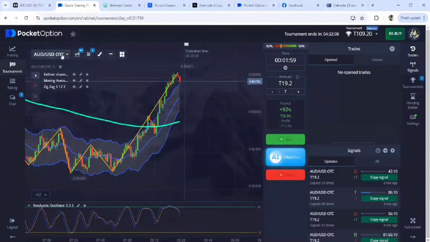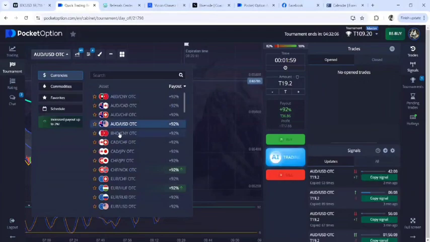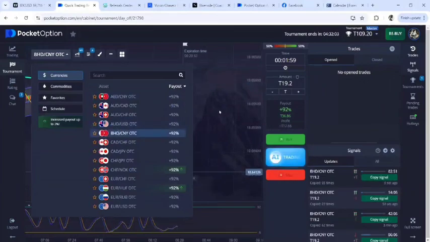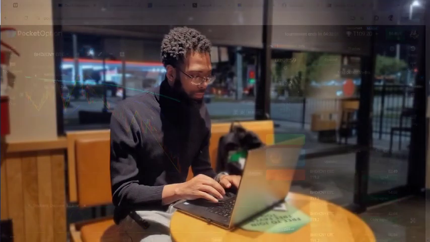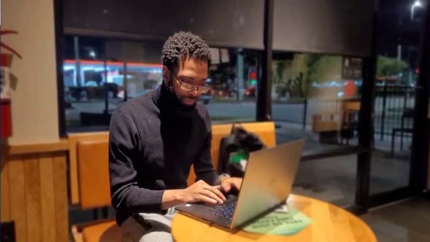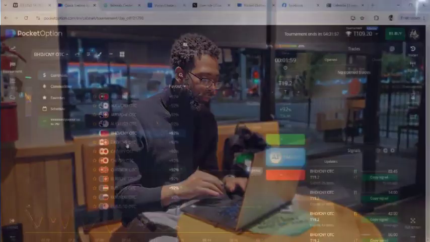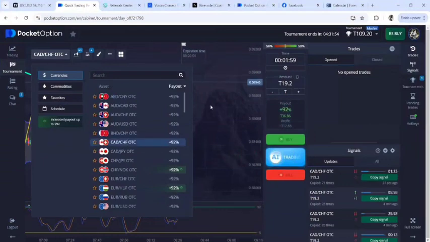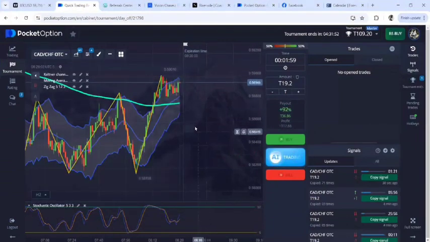Now I'm looking for a specific setup, right? That way I have a higher chance of winning, because back testing and looking at this and seeing it over and over, I'm like, oh, this makes sense. So as I'm scrolling through pairs, I'm looking for this right here.